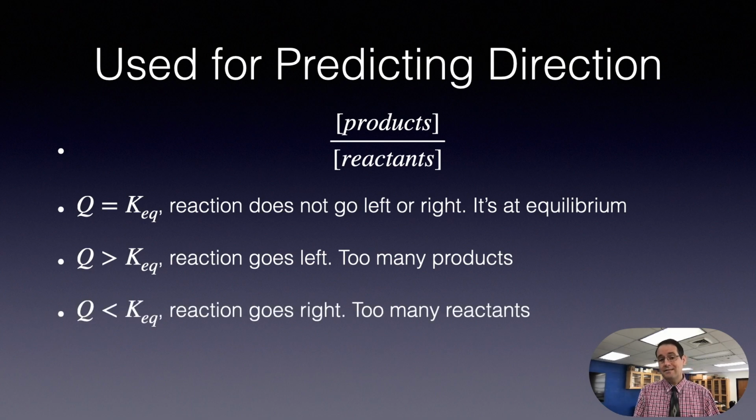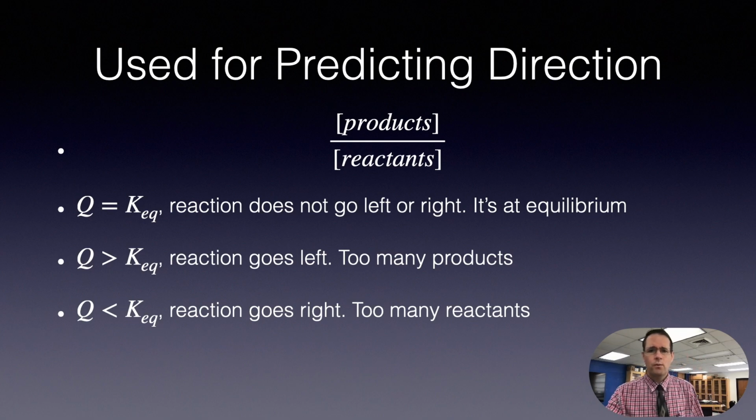If Q is less than K, the reaction is going to go right. Why? Well, Q is too small of a number because the reactant is too big, okay? The number in the bottom of that fraction, if it's large, is going to make that fraction small, and Q is going to be very small. So what do you need to do? You need to change the number of reactants and products by reacting to the right, and if it reacts to the right, then it's going to create that ratio that's correct, okay?